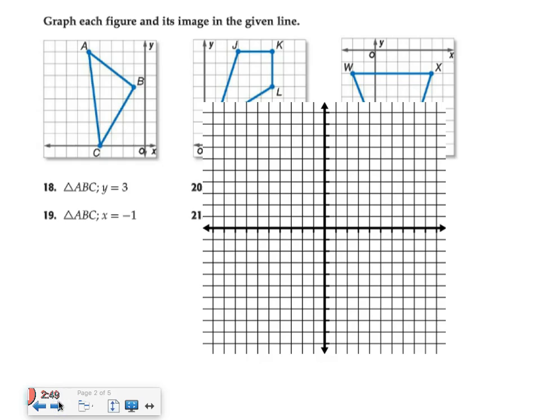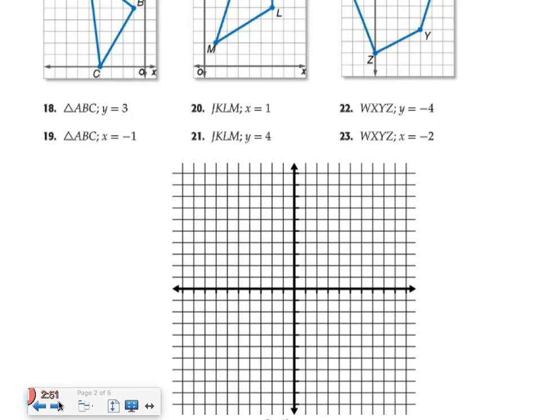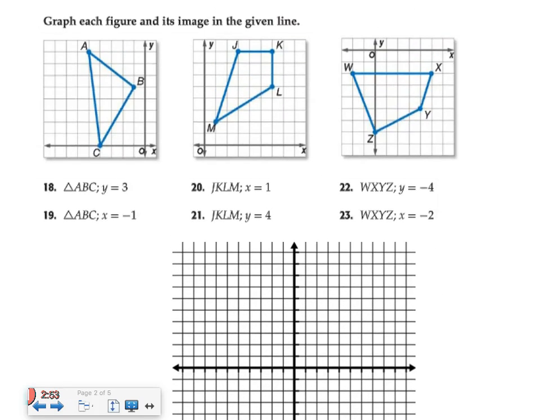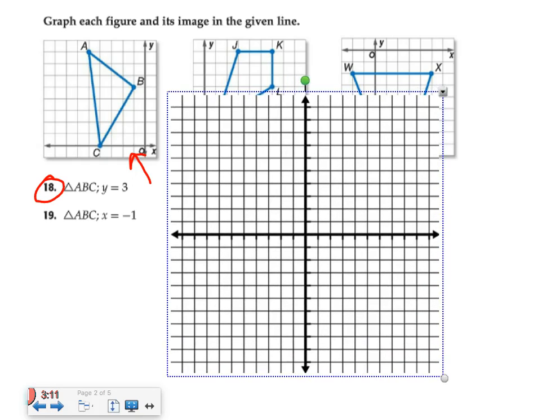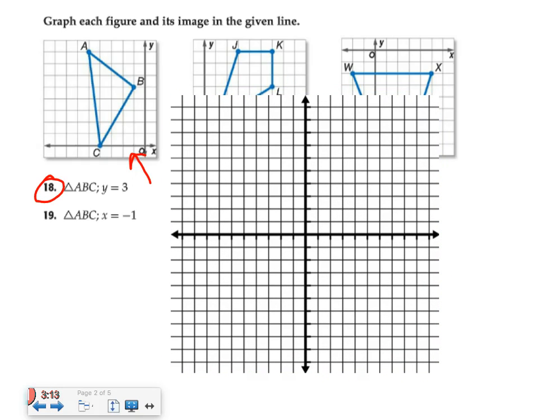On this set of examples, let me move my graph here. It says graph each figure and its image in the given line. So remember, we are doing even, so let's just start with 18 here. It says ABC, so that's this graph over y equals 3. So now I'm going to pull this graph up. You'll need some graph paper. I'm going to plot triangle ABC.